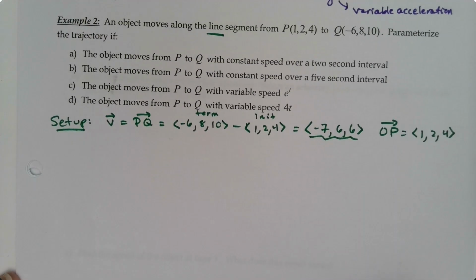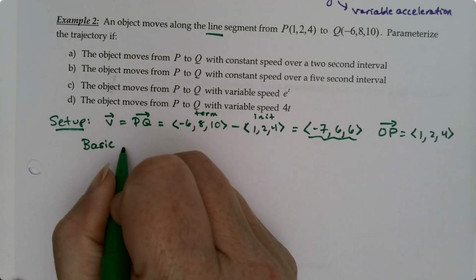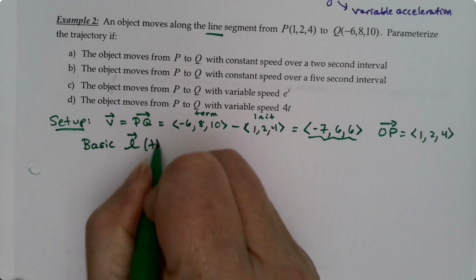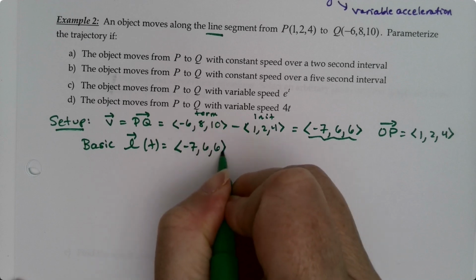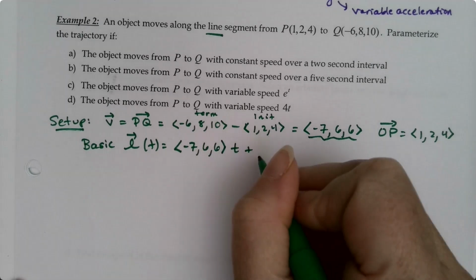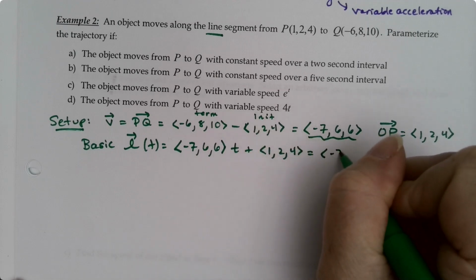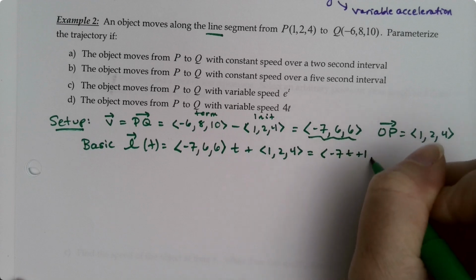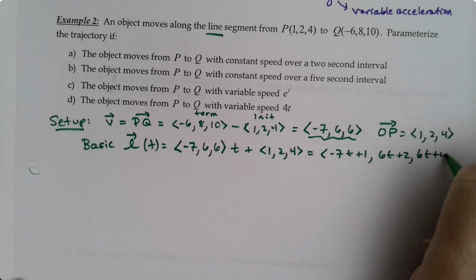So then the basic line vector, L of t, is equal to (-7, 6, 6)t plus (1, 2, 4). Or if you will, it's (-7t plus 1, 6t plus 2, 6t plus 4).